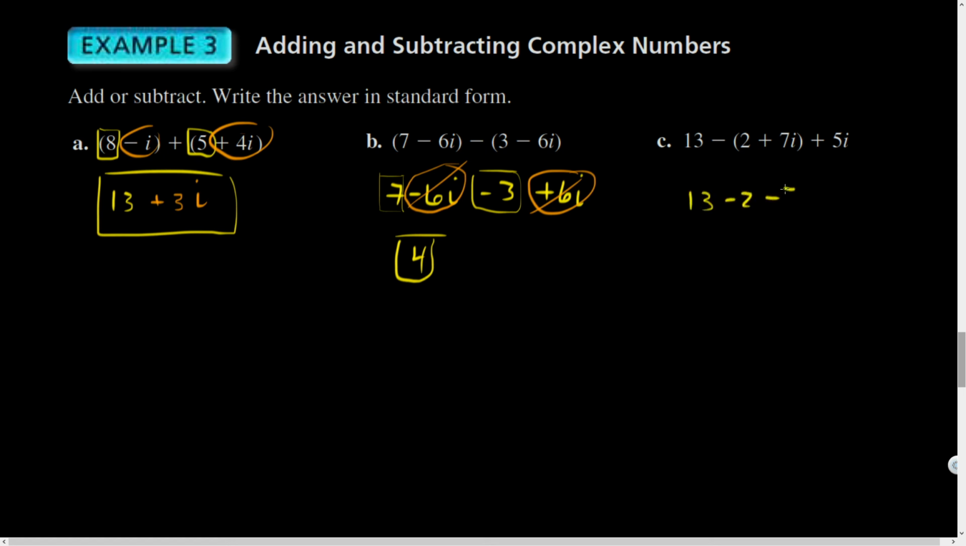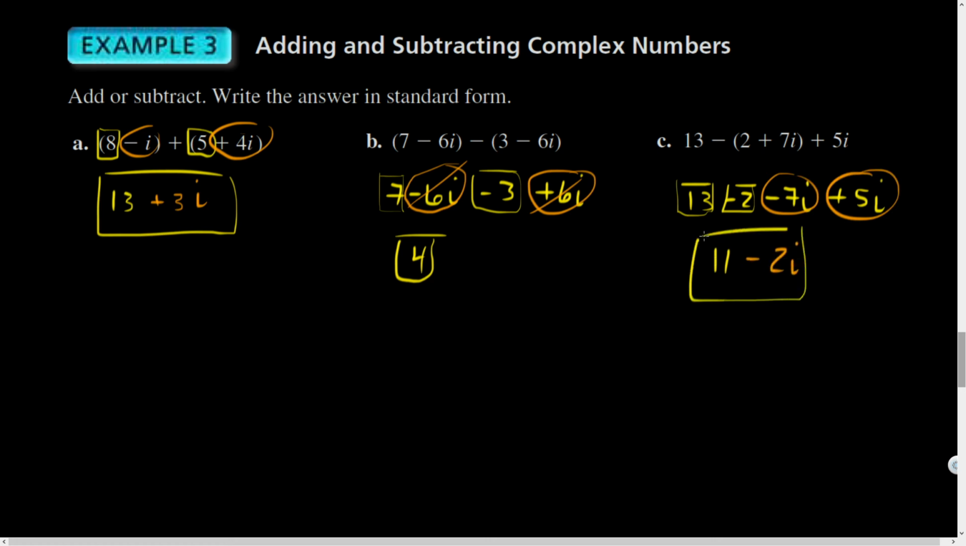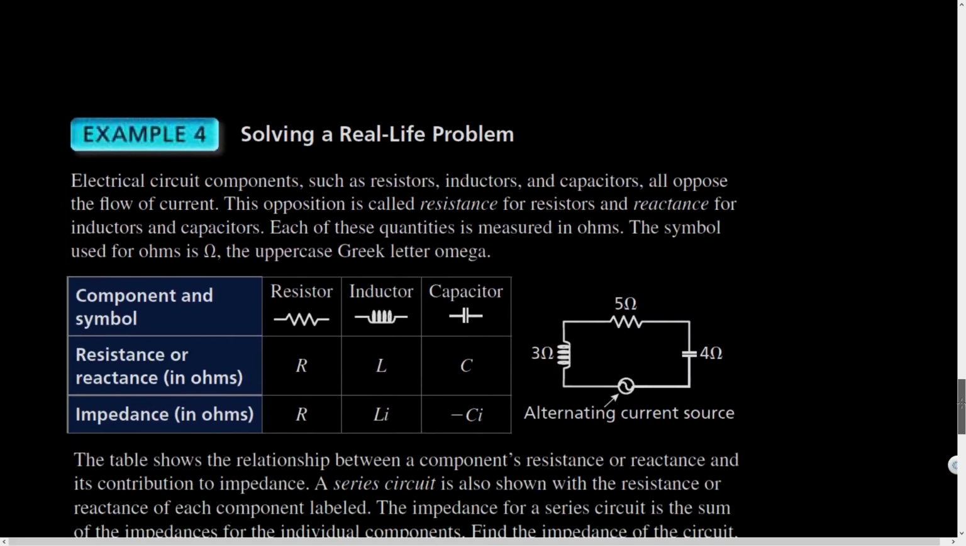Here, let's distribute that minus sign. So -2 and -7i. Plus 5i was outside the parentheses, so it did not get its negative applied to it. All right, then 13 and -2 is 11. And then we've got -7i and plus 5i combines to be -2i. And so final answer. All right, and that's in standard form. A plus bi is the form that we write it in. So the real part and the imaginary part.